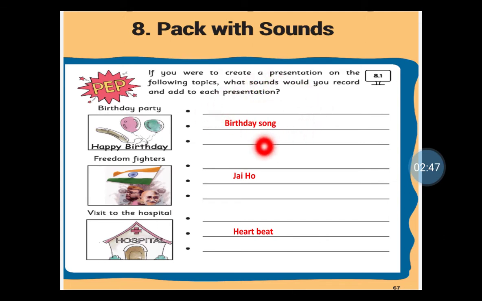Okay, the next one is the image for the freedom fighters, right? So here you can write the sound related to the freedom fighters. Here I have written only Jai Ho, because Jai Ho is also one of the songs. So I have written only this much. If you know other songs about the freedom fighters, you can write those.